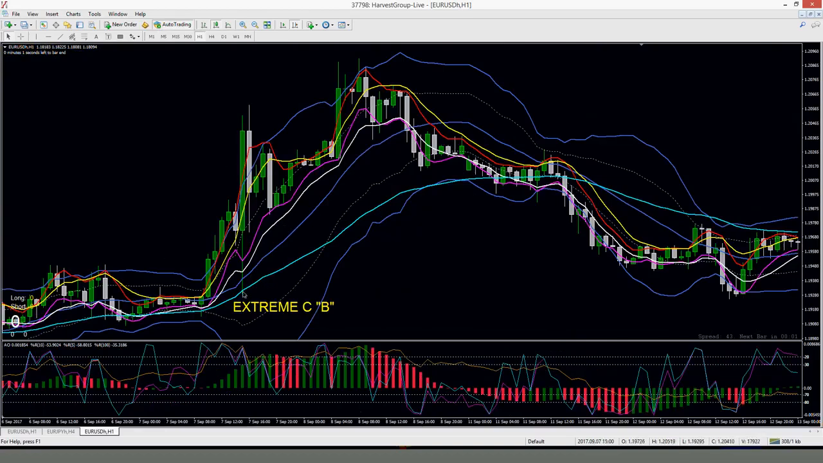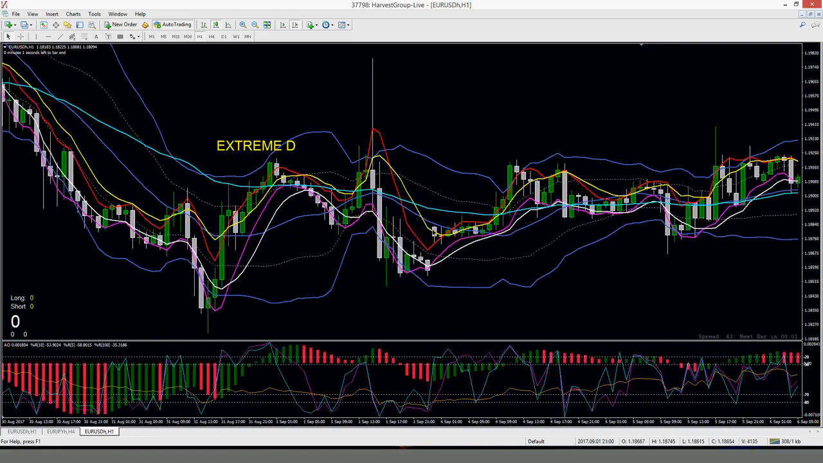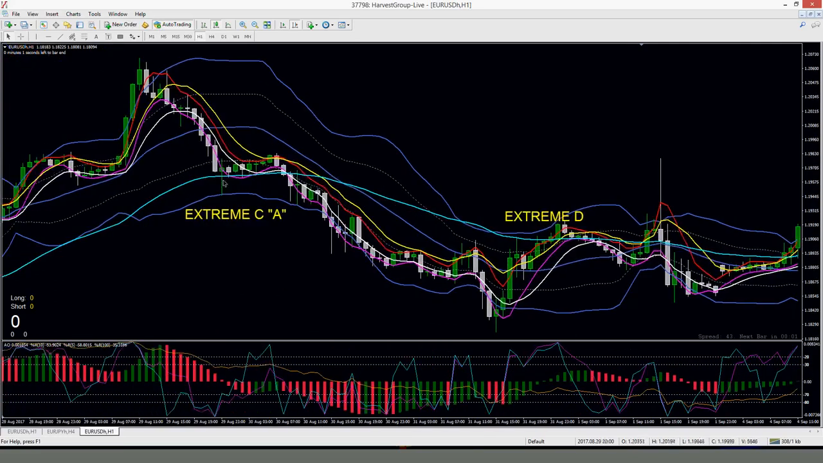And here's a good example of extreme CB, whereby the candle rejects MA50 within the area of mid BB. Okay, that's extreme CB. Extreme D is obviously if a candle does not manage to break top or low BB, without even the MA going outside. So the candle couldn't break through the Bollinger bands.